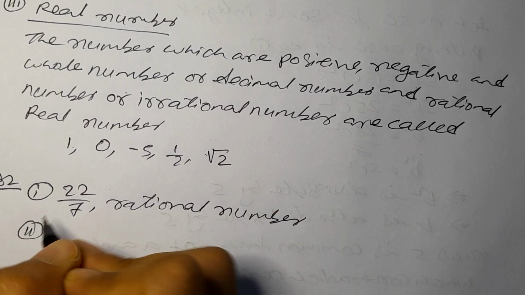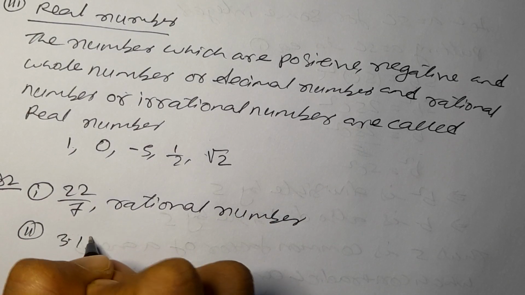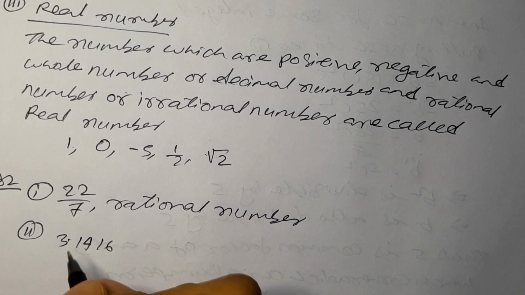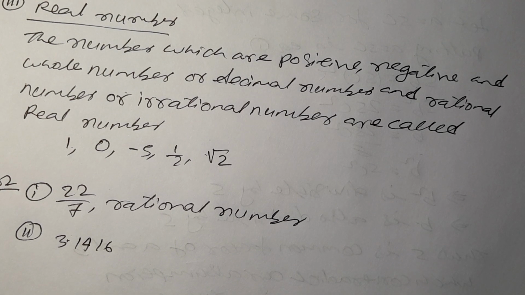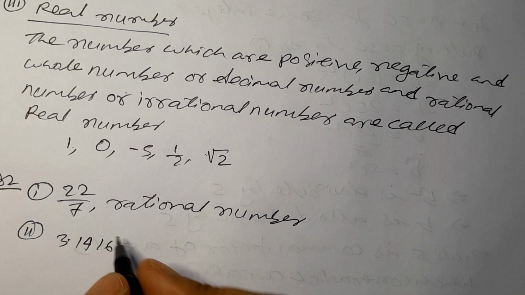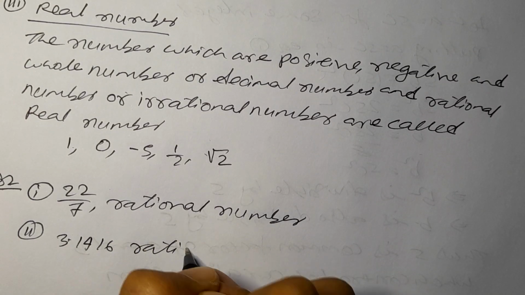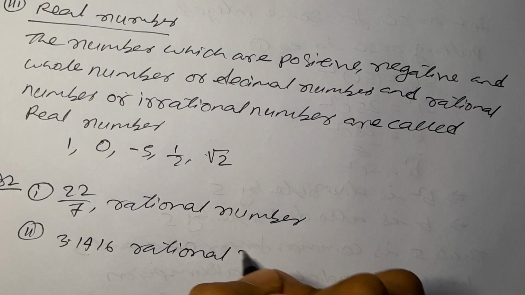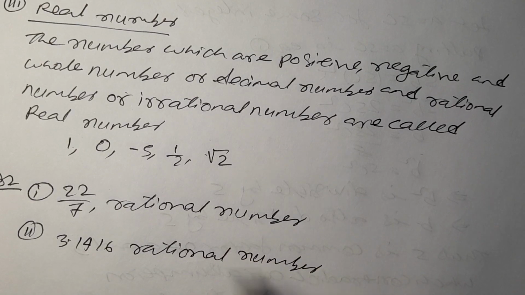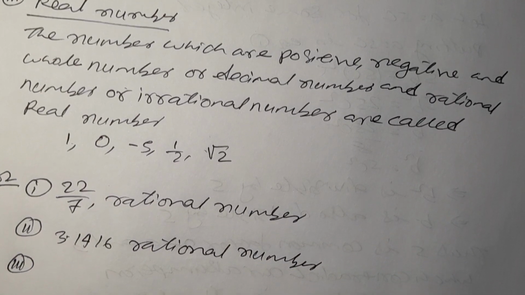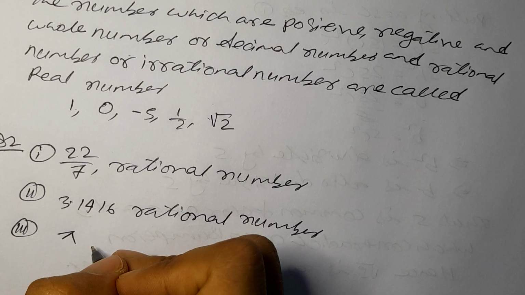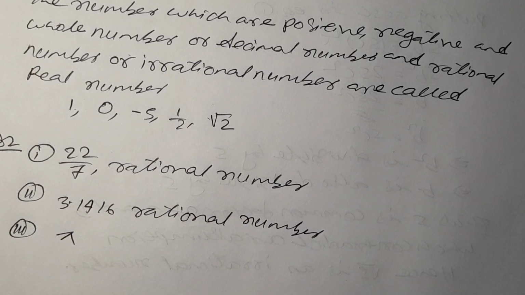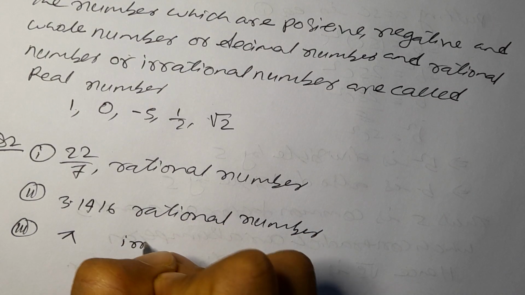Come to Roman number 2. There is 3.1416. This is also a rational number, because in a rational number we have terminating and repeating decimals. This is terminating, it ends, so it is a rational number. In Roman number 3, there is pi. We know that pi is an irrational number, because below pi is 3.14, it will go up to infinity.